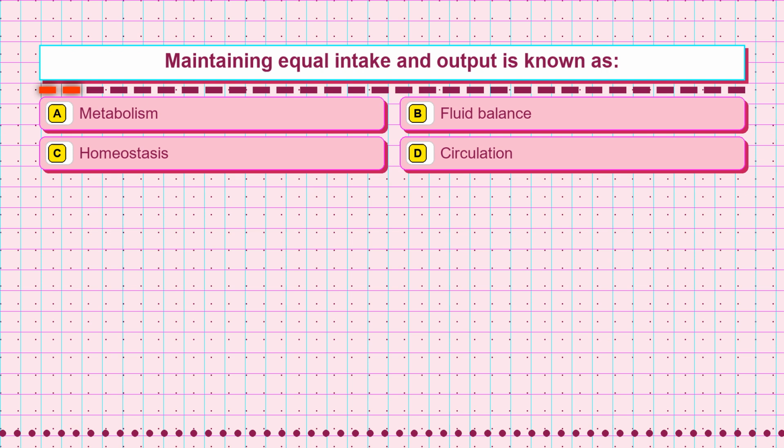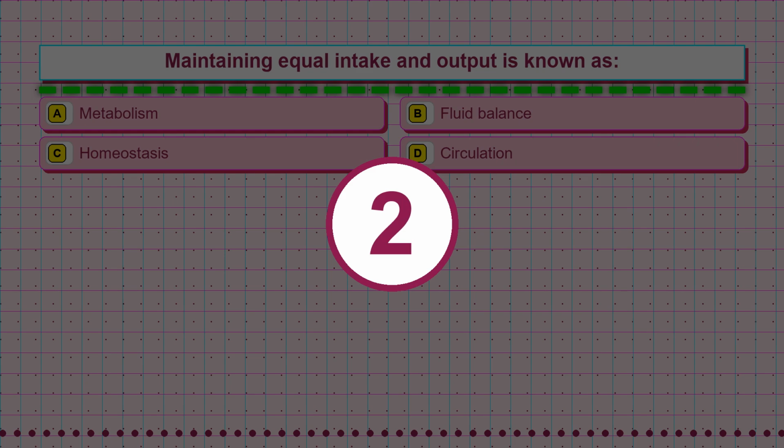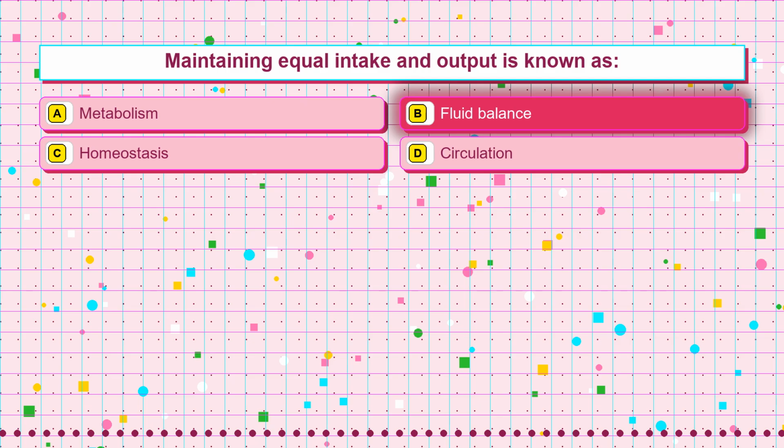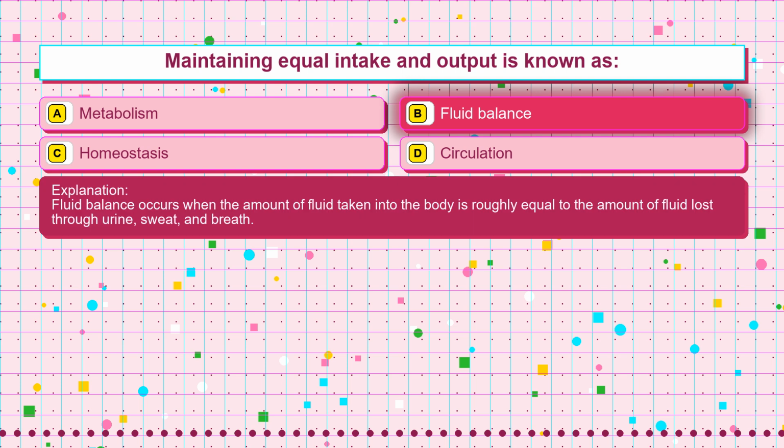Question 15. Maintaining equal intake and output is known as: Option A, metabolism. Option B, fluid balance. Option C, homeostasis. Option D, circulation. The correct answer is option B, fluid balance. Fluid balance occurs when the amount of fluid taken into the body is roughly equal to the amount of fluid lost through urine, sweat, and breath.